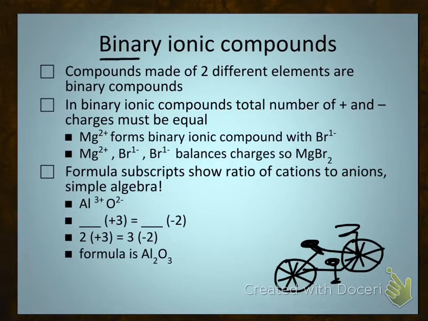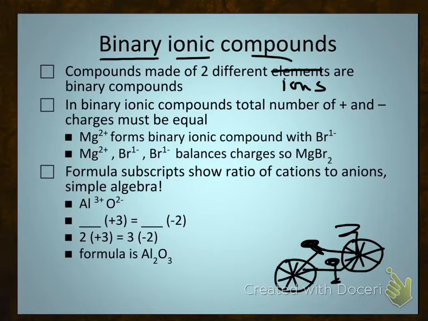So we already mentioned that binary ionic compounds are made up of two different elements, and actually I should say two different ions. And we're starting off with simple binary compounds made from monatomic ions. In a binary ionic compound, the total positive charge has to equal the total negative charge to balance out. So magnesium 2+ forms a binary ionic compound with bromine, which is a 1-. We need 2 bromines for every 1 magnesium to balance the charges. Now, this is simple algebra, though there are some other methods that we'll talk about in a second.